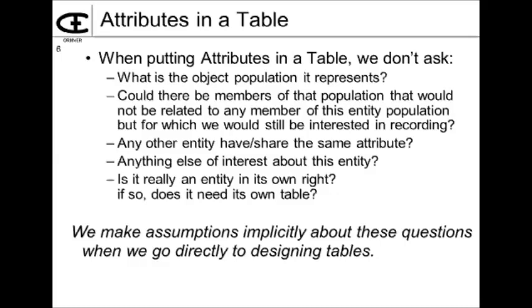When we throw attributes into tables, we often don't think to ask these kinds of questions. What is the population that's represented? Could there be members of that population that would not be related to a member of this population? Are there other entities that have the same attribute? Is there anything else of interest about that? These are the kind of questions you want to ask the users.